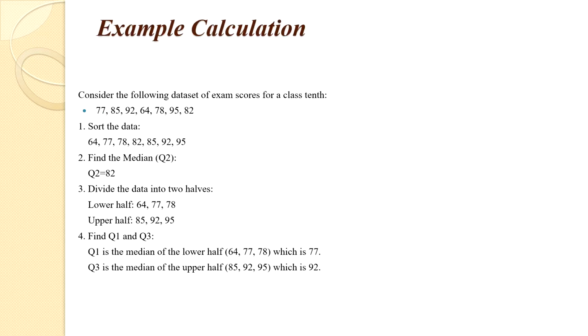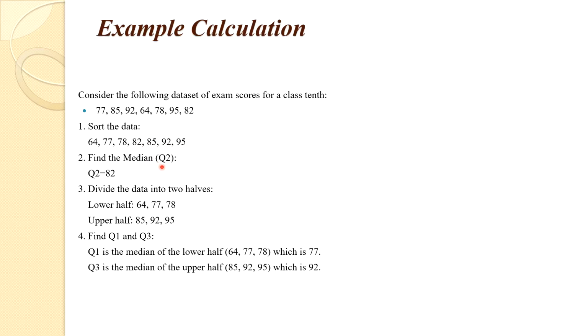We will see one example here. The data set is the exam scores of a 10th standard student. What is the first step? We have to sort the data in ascending order. So initially we sort the data. The values are 64, 77, 78, 82, 85, 92 and 95.